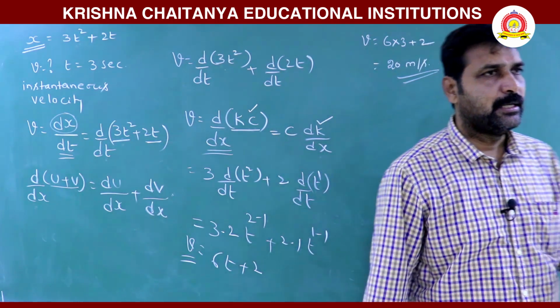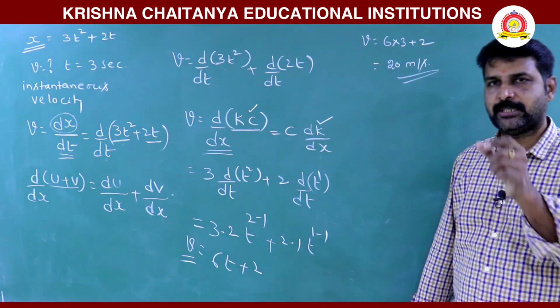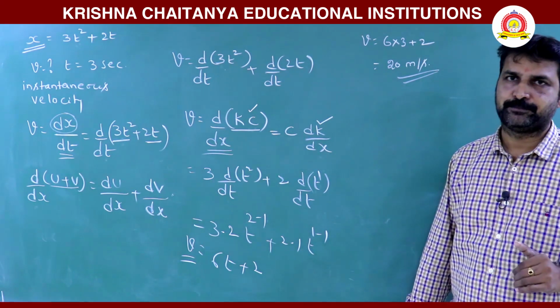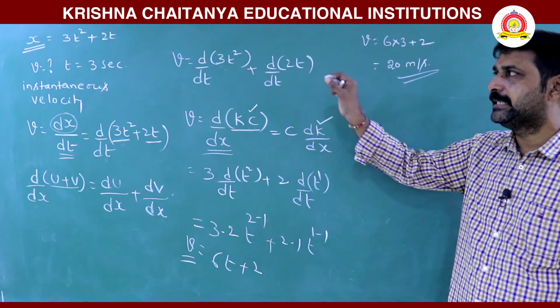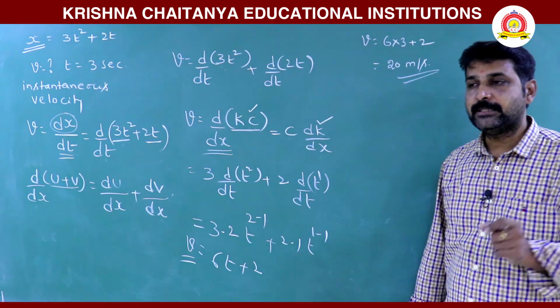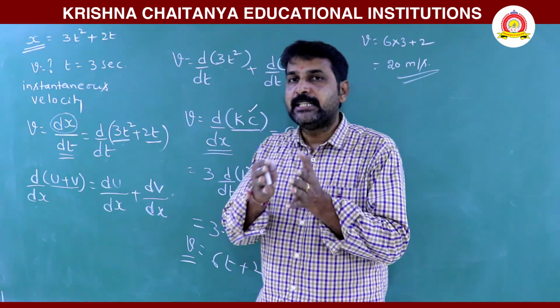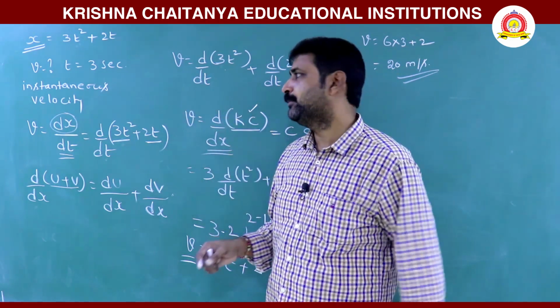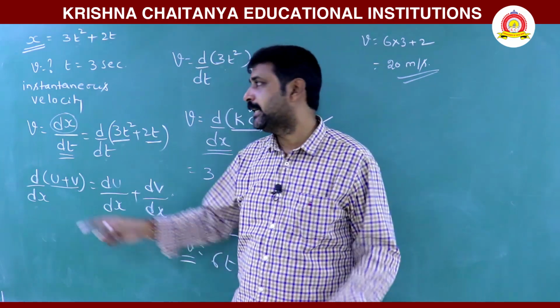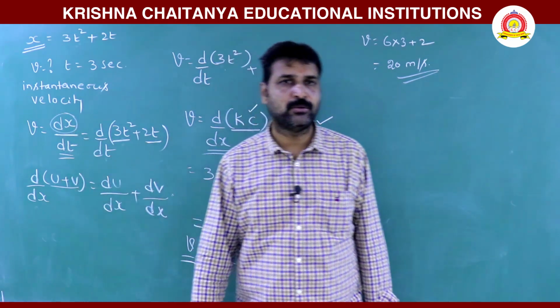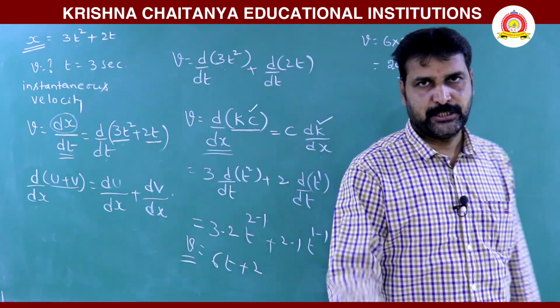Why? Because velocity is change in position, that is called displacement, by time. But here you are asked at any instant, means at that instant you are asked to find the instantaneous change in position. So when there is instantaneous change, definitely we have to go for differentiation.